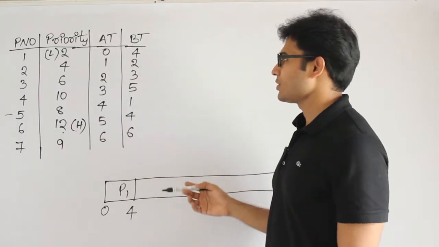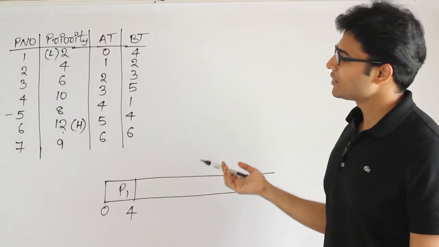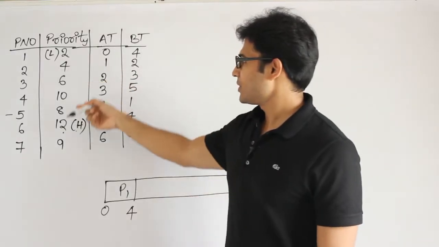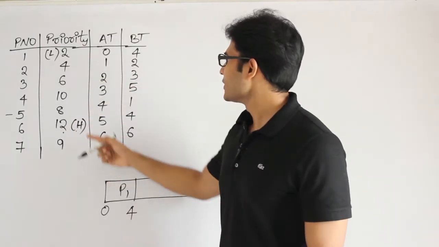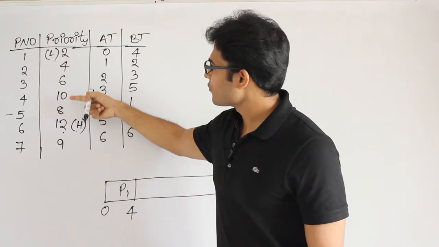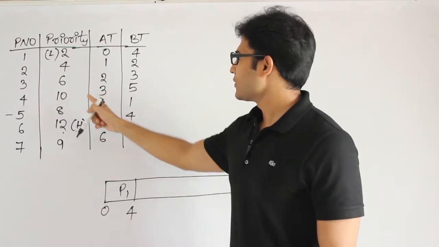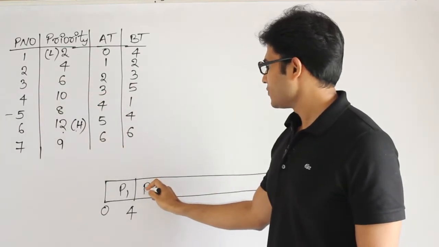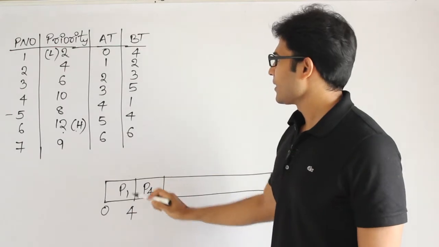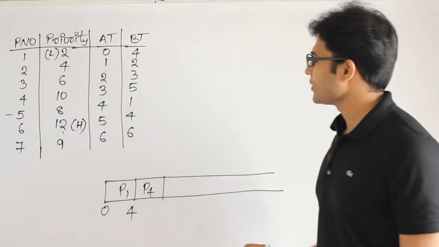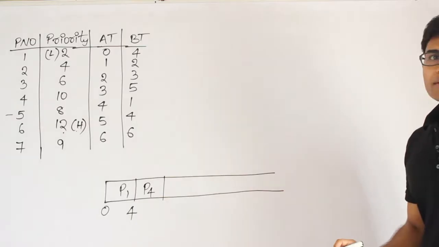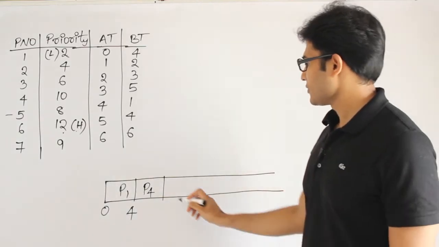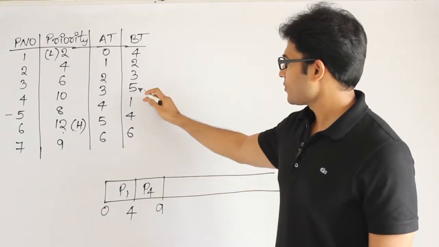4, 5. Now among these 2, 3, 4, 5, I have to take the one with the highest priority, and in this algorithm they are saying that a higher number is higher priority. Therefore among 2, 3, 4, 5, the highest one is 4. Therefore I am going to schedule P4 next. Got it? Because that has the highest priority, P4 can run for 5, which means 9. Burst time of P4 is 5.